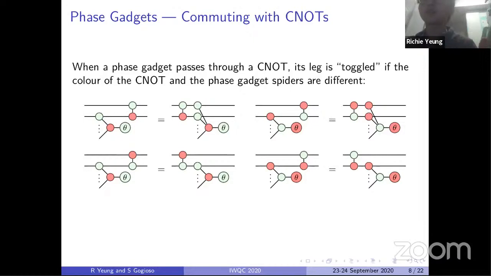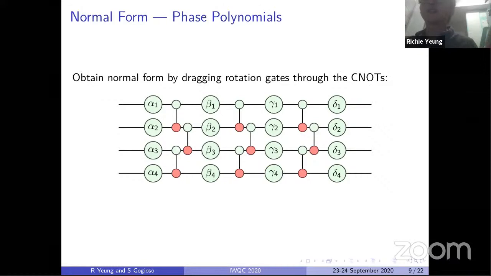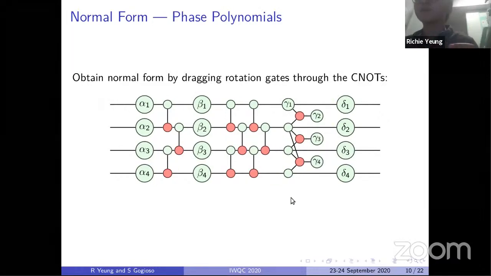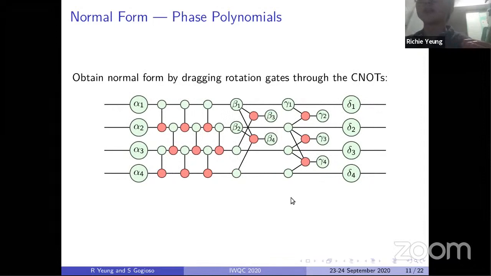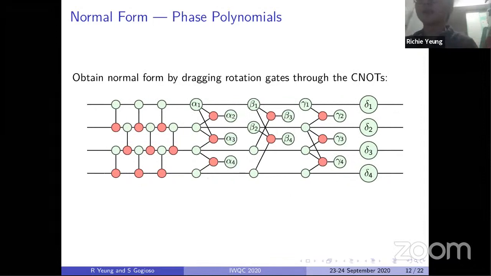Using these 4 rules, we can then effectively drag the CNOTs and phase gadgets around left and right however you wish. Here's an example for phase polynomials, which are effectively circuits constructed using only Z rotations and CNOTs. And what you could do here is drag the rotations to the right as follows.